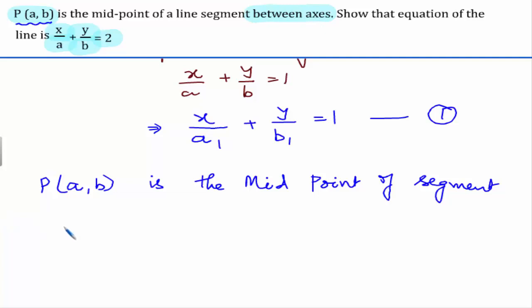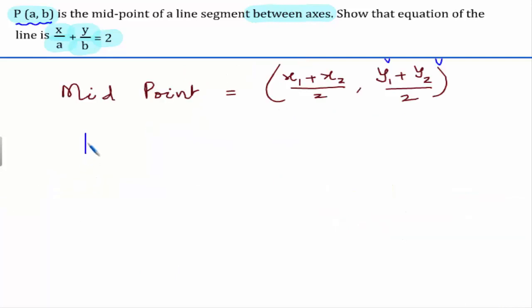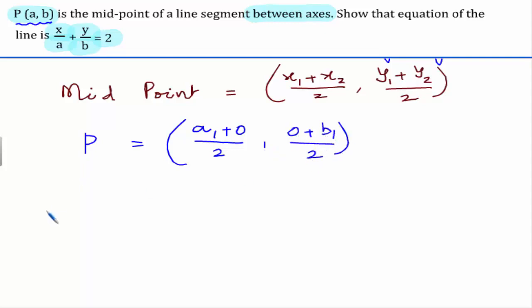So now we know the midpoint formula. What is that midpoint formula? Which is x1 plus x2 by 2, y1 plus y2 by 2. Now let us find out the midpoint. P is equal to A1 plus 0 by 2, because the 2 points are A1 comma 0 and 0 comma B1. The next one is 0 plus B1 by 2. But P is given as A comma B. This is A1 by 2, B1 by 2.